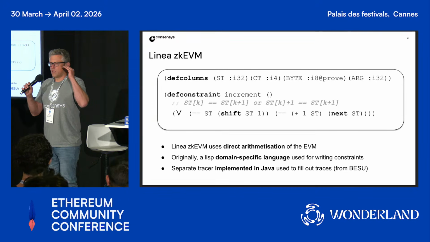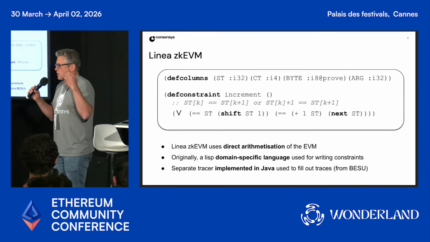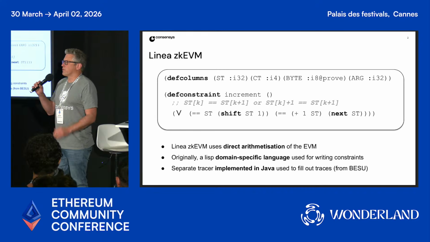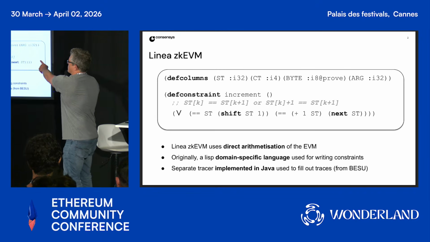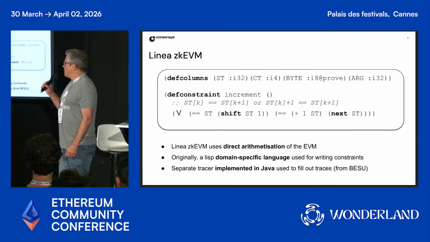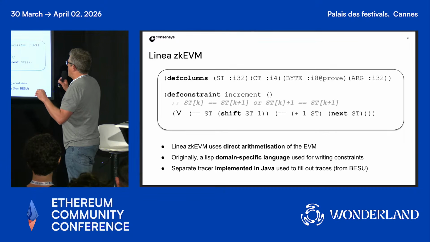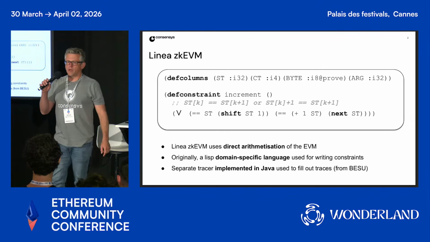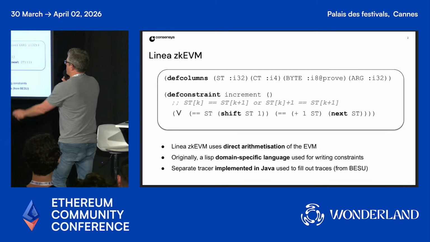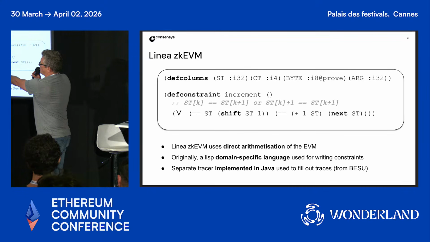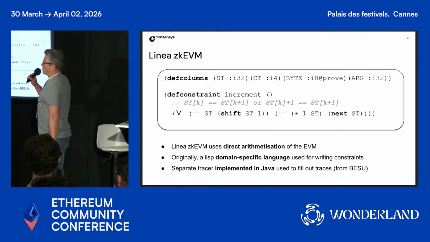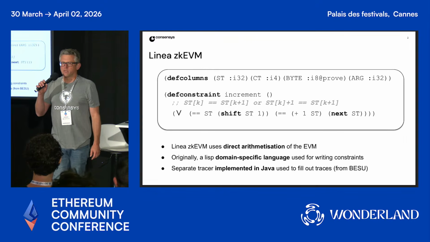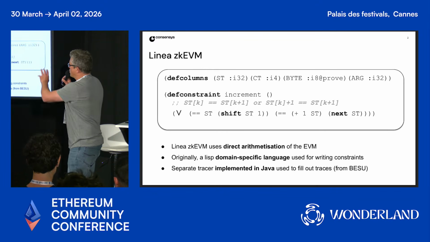When the zkEVM was originally envisaged, we used a domain-specific language. It was a Lisp-like language for writing our constraints, and you can see an example at the top here. It has the Lisp syntax, of course. In this example, the first thing I'm doing is defining some columns and giving them some types so we know how wide they are. Then I'm writing a constraint down here as the increment constraint. It's basically just a logical OR of two equalities. This would need a little bit more processing to be actually translated into an AIR constraint, but you get the idea.